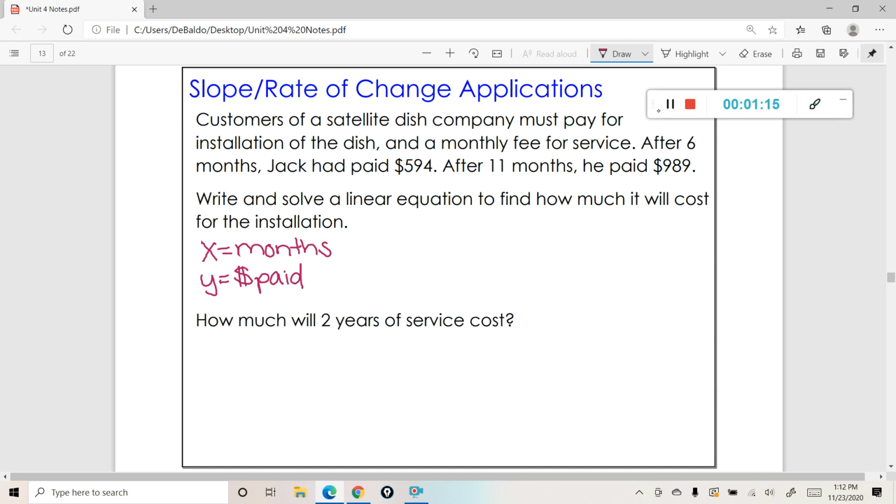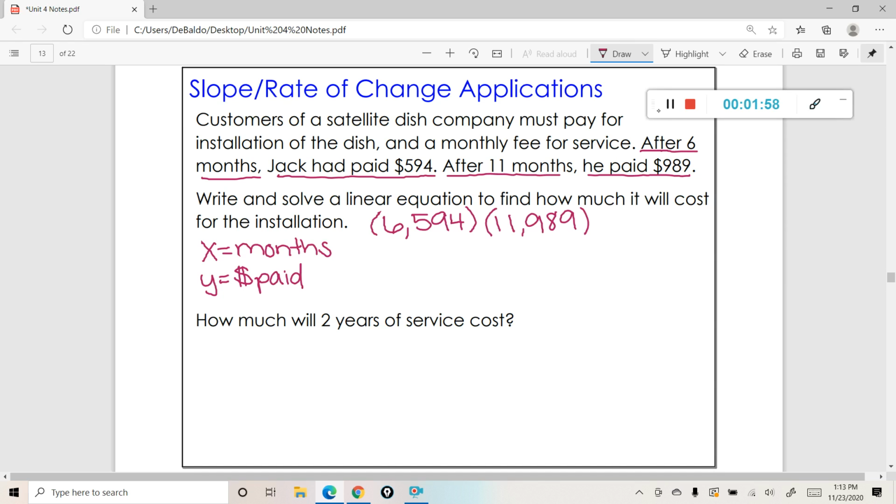Okay, you'll notice that in this problem, there's a very important sentence here. After 6 months, Jack had paid $594, and after 11 months, he had paid $989. Those are actually 2 coordinates. I'm going to write that down as 6, comma, 594, because that's 6 months, and then he paid $594. And then the other coordinate is going to be 11 months and $989. We're going to use those coordinates to help us figure out what this linear equation is.